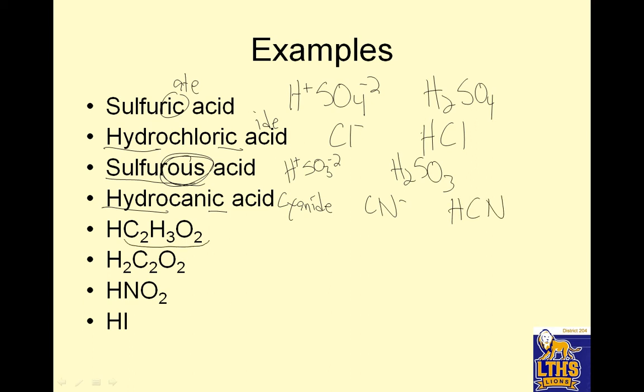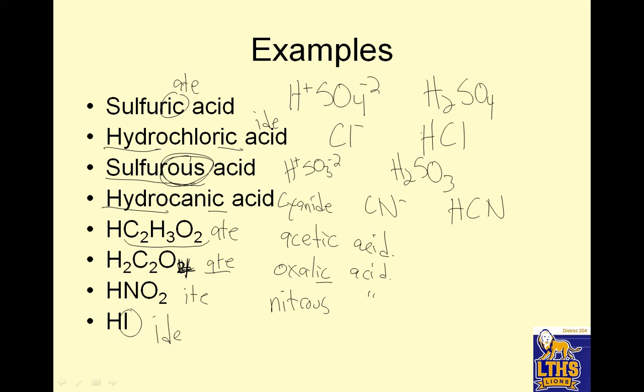C2H3O2 negative 1, acetate. Acetate, ic, I ate it, becomes acetic acid. H2C2H3O2. C2O4 is oxalate, and that becomes oxalic acid. I ate it. NO2 is nitrite. So remember, you get gingivitis. So this is going to be nitrous acid. I is iodide. So it is hydro, iodide, hydroiodic acid.